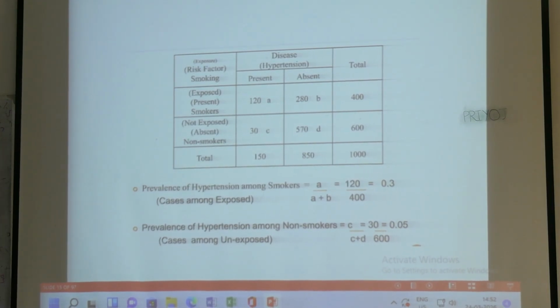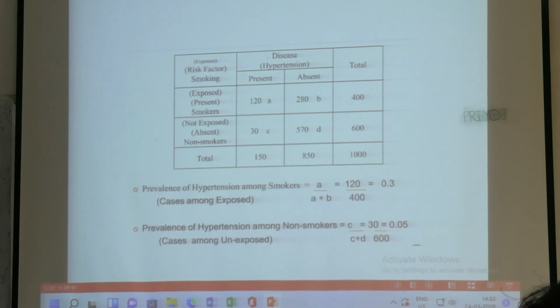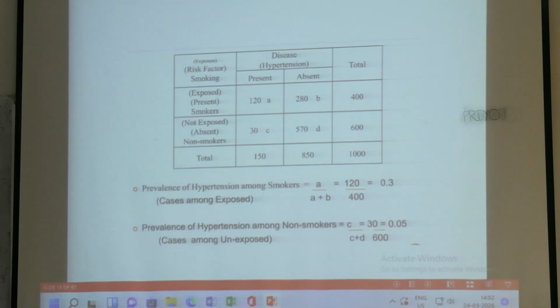So from this, what do you make out? Prevalence of hypertension among smokers is 0.3 and among non-smokers is 0.05. What do you make out of this? What do you understand?